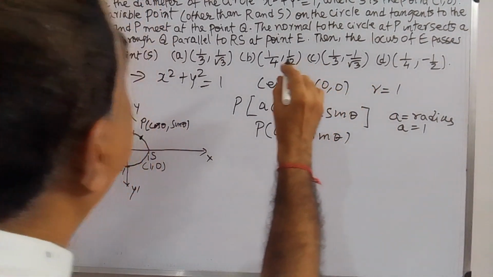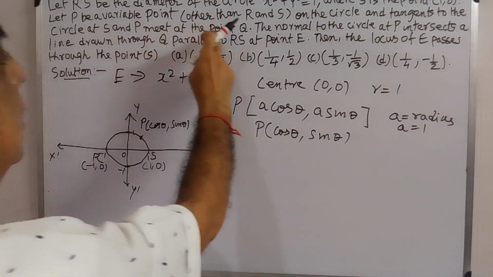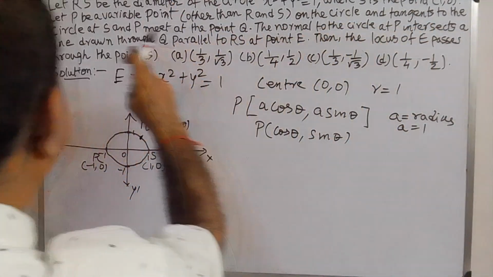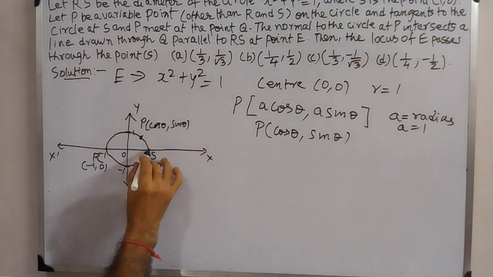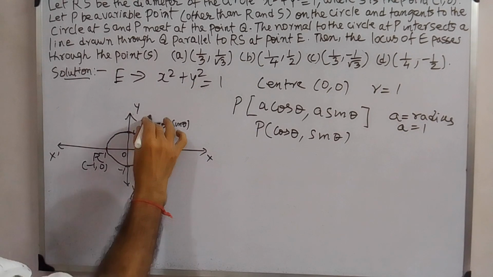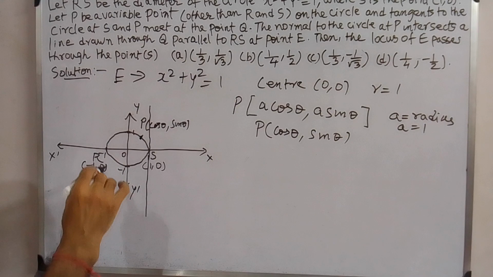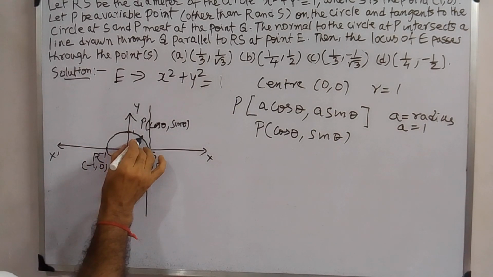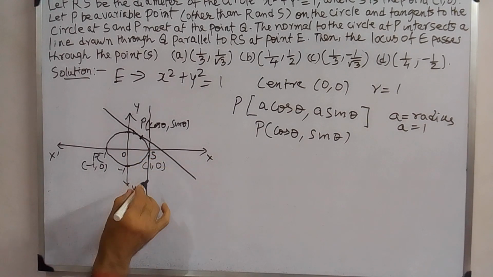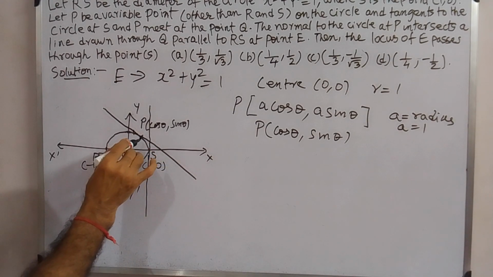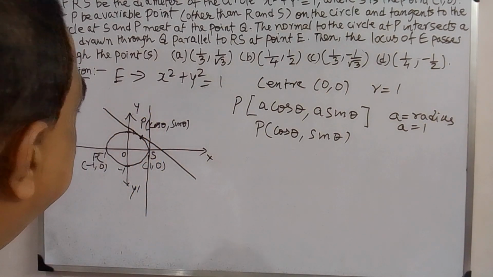Now, what other things are given to us in the question? Let P be a variable point on the circle, and the tangents to the circle at S and P. There is a tangent drawn to the circle at the point S. A tangent is the line which meets the circle at a single point. There is one tangent drawn at the variable point P, and through S a tangent is also drawn.